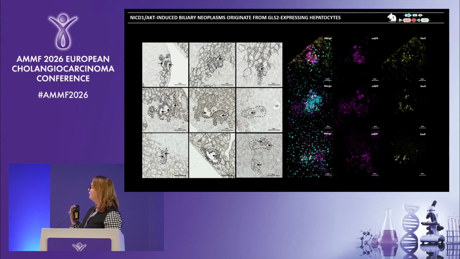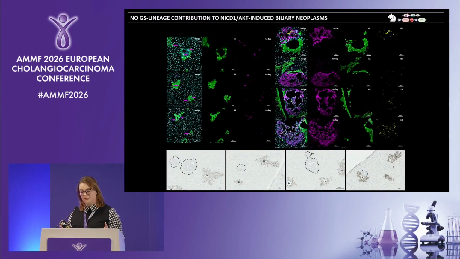So this showed to us that the GLS2 expressing hepatocytes were highly plastic, and they were able to contribute towards these biliary-like neoplasms, potentially being a cell of origin. In contrast, though, the GS cells contributed very little, if at all, to the lesions, despite clear evidence that they had taken up the plasmids, and they were also in very close proximity to the forming tumors or neoplasms. But they largely kept their hepatocyte morphologies under the same oncogenic stimulus that the GLS2 cells had experienced.